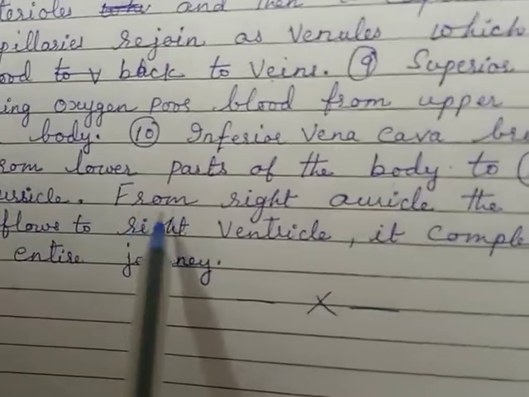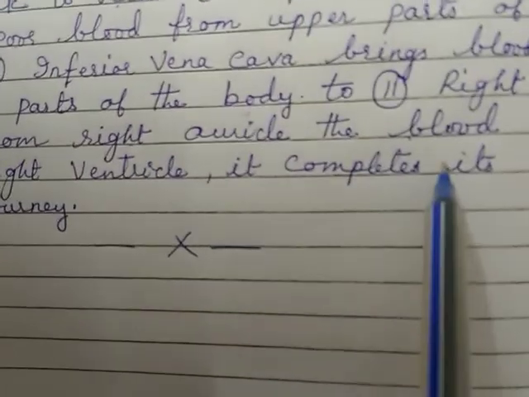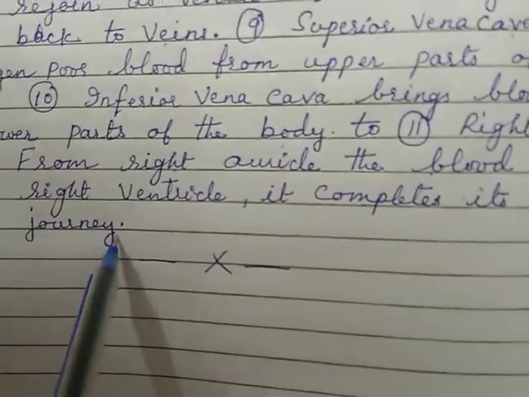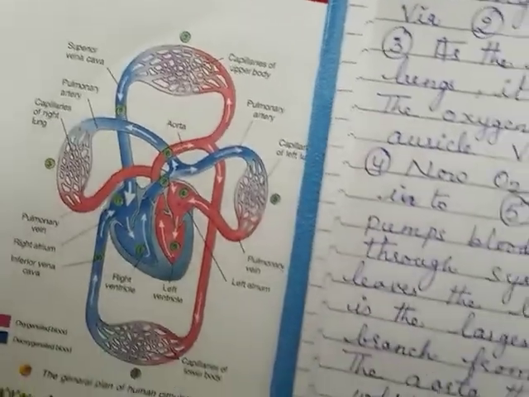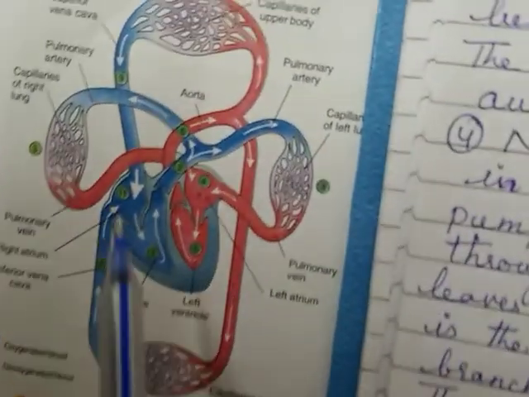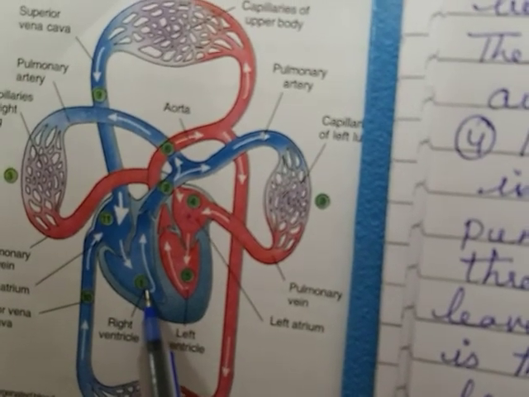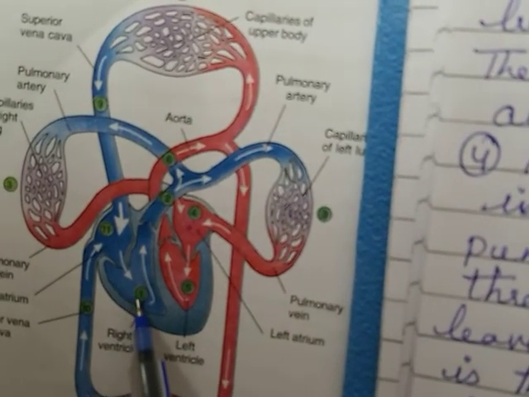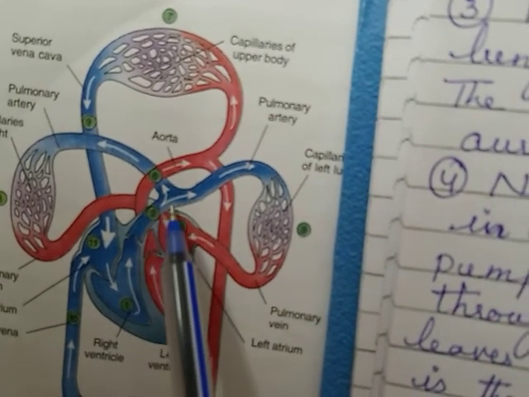From the right auricle, the blood flows to the right ventricle. It completes its entire journey. Now again the impure blood has reached the right auricle, and the right auricle will contract, and the blood will flow to the right ventricle. Now the right ventricle will pump the blood to the pulmonary arteries.